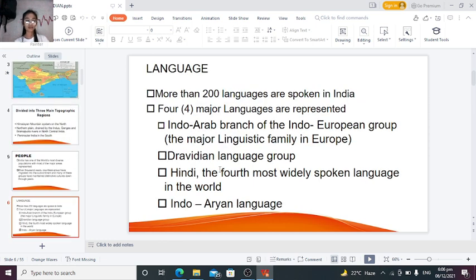In terms of language, India has more than 200 languages spoken, but four major languages are represented. The first one is the Indo-Aryan branch of the Indo-European group, or the major linguistic family in Europe. The second one is the Dravidian language group, and Hindi, the fourth most widely spoken language in the world, and lastly is the Indo-Aryan language.